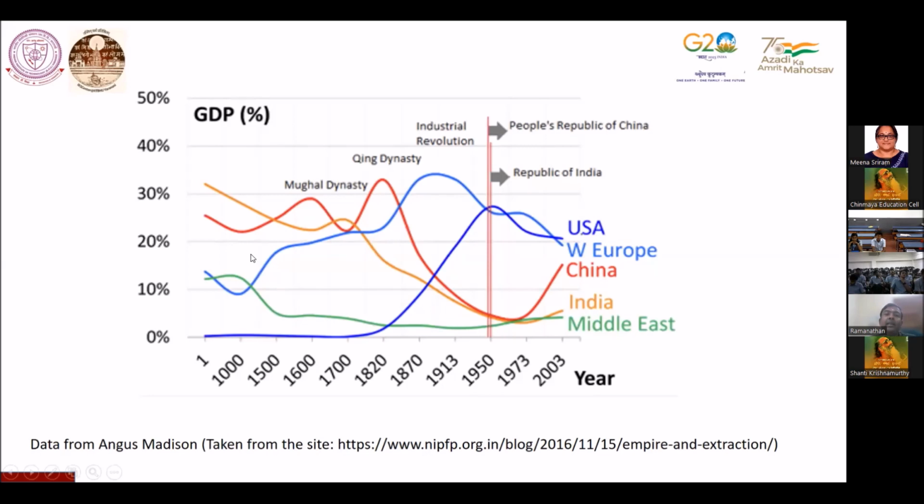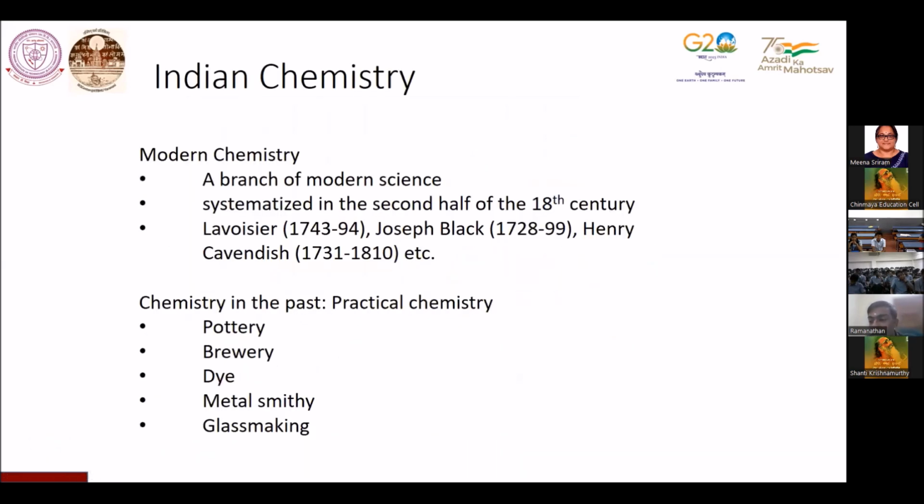So with that introductory remark, I would also like to make it very clear that what we teach and what we learn in schools and colleges today as chemistry is modern chemistry, which had its birth somewhere in the second half of the 18th century and was advanced by European scientists, to name a few, like Antoine Lavoisier, Joseph Black, Henry Cavendish, and so on and so forth. So today's chemistry that we study is a product of the chemistry that has advanced in the last 200 or so years.